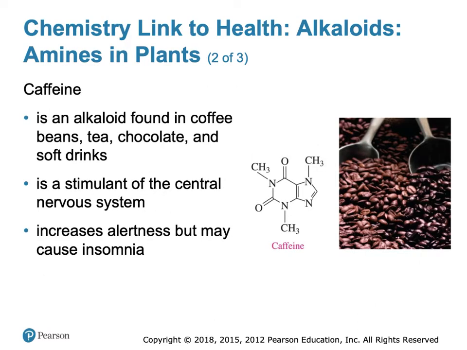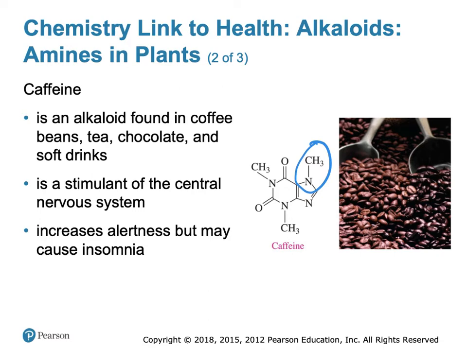Caffeine is also an example of an alkaloid. It is found in coffee beans, tea, chocolate, and soft drinks. It is also a stimulant of the central nervous system. It increases alertness but may cause insomnia. If we look at the structure of caffeine, we can also see that we have an amine. I'm just going to circle that group there because that is the only amine that is present.